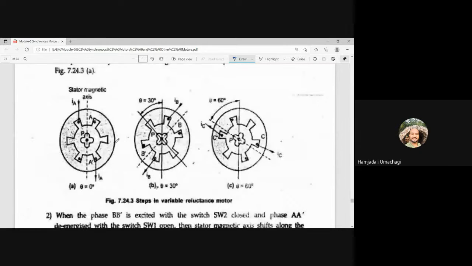So now you can observe theta equal to 0 degree in figure 7.24.3a, theta equal to 30 degree in figure 7.24.3b, and similarly theta equal to 60 degree, once again in the anti-clockwise direction, in figure 7.24.3c. This is for switch SW1 by energizing phase A, this is by closing switch SW2 by energizing phase B B dash, and this is by closing switch SW3 by energizing phase C C dash. So this is how the rotor of the stepper motor is going to rotate by a step angle of 30 degree for every pulse. 0, 30 degree, 30 plus 30, 60 degree.